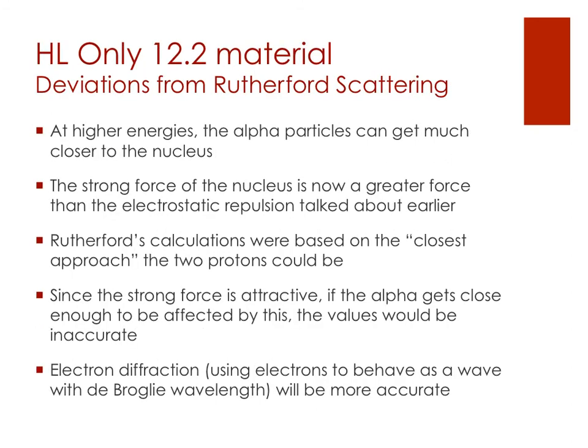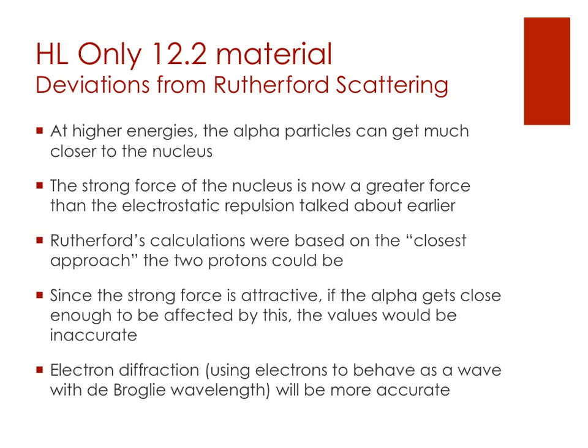Okay, so for the last little bit, that is HL only in section 12.2. Sometimes we get some deviations from what we see here. Earlier, I talked about the alpha particle coming in towards the nucleus and getting closer and closer, and because they're both positive, the electrostatic charge causes a force of repulsion, and it can only get so close. But the higher the energy the alpha particle has, the closer and closer it can get.